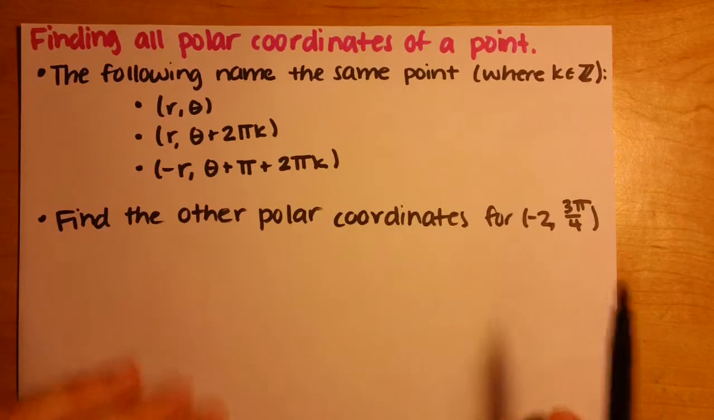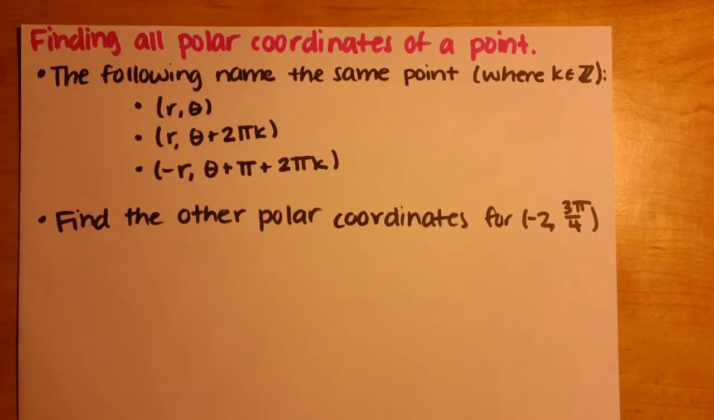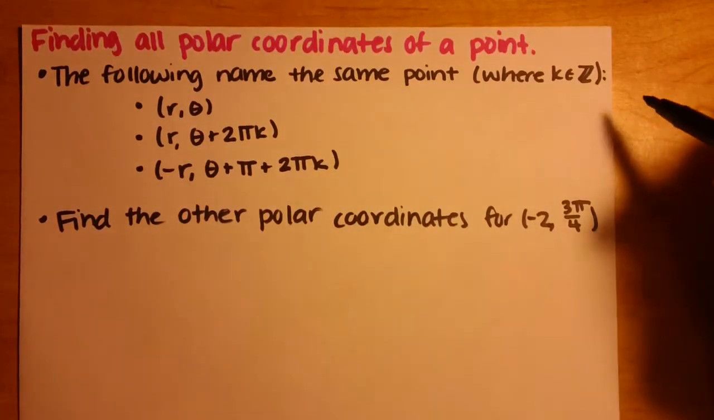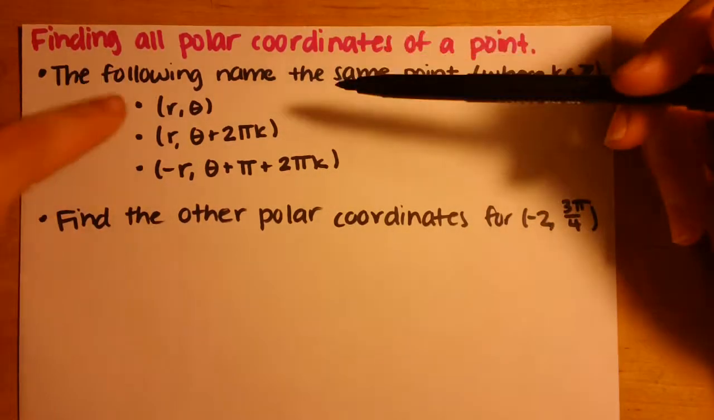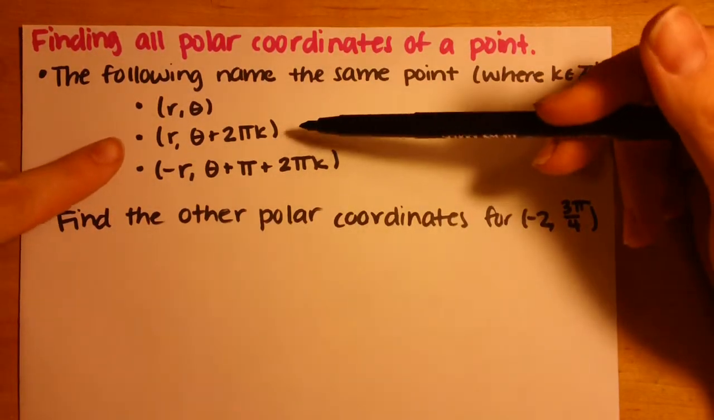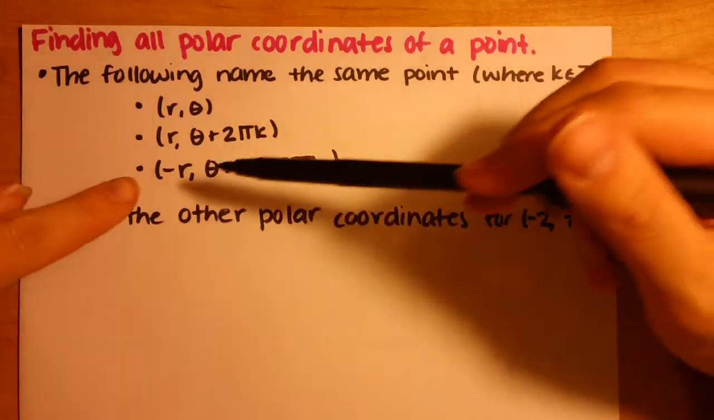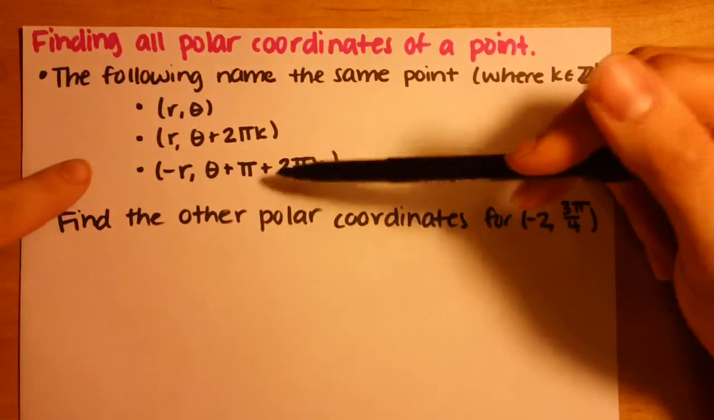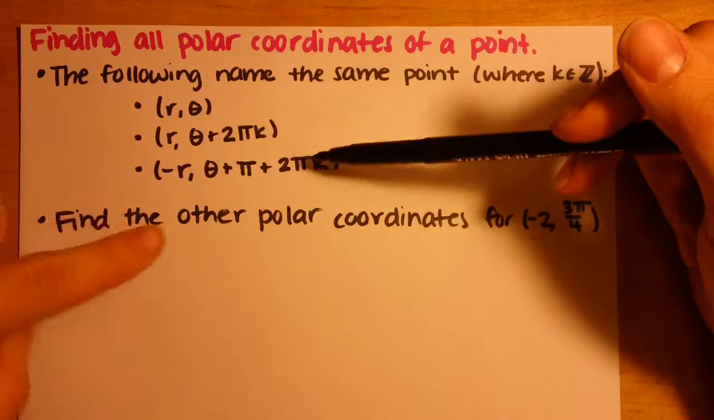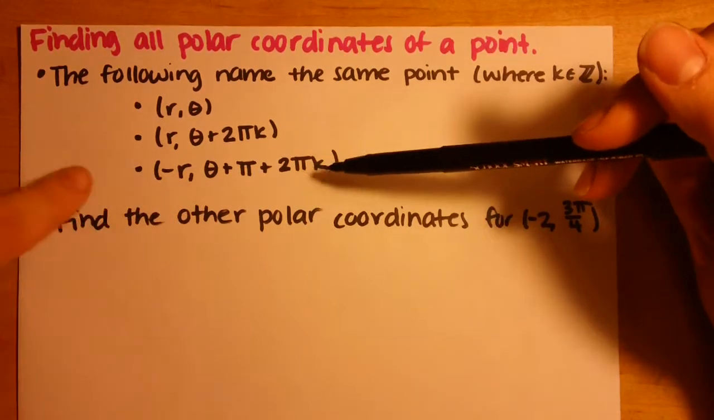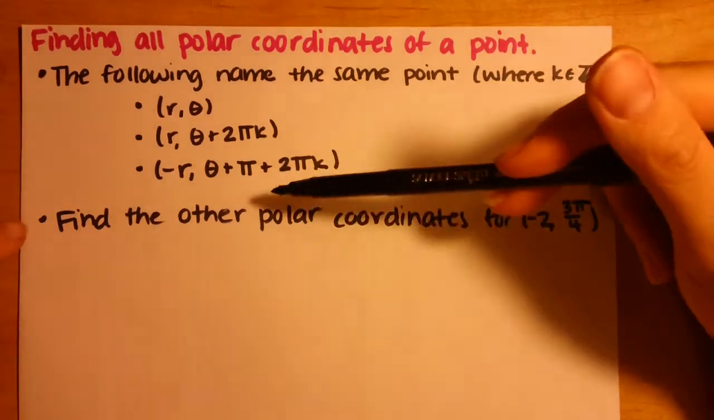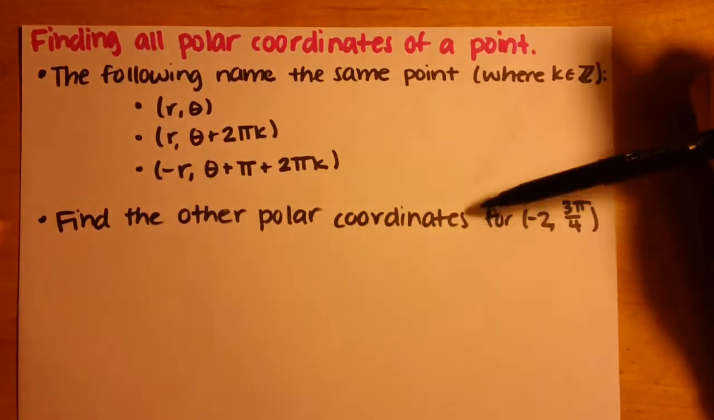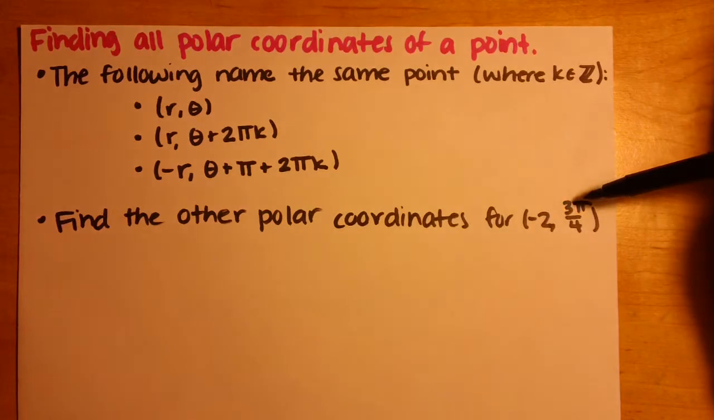So now we want to look at finding all of the polar coordinates of a point, because just like in our unit circle, you can keep going around and end up at the same place. The following name the same point: (r, theta), (r, theta plus 2 pi k), and (-r, theta plus pi plus 2 pi k). Note that since this is times k, it is not the same as theta plus 3 pi k.